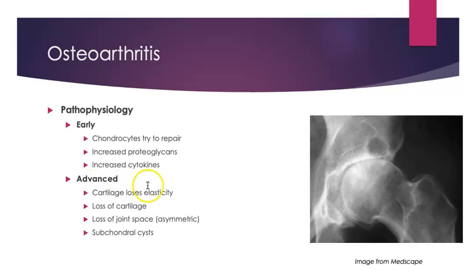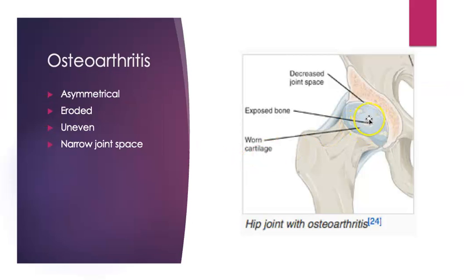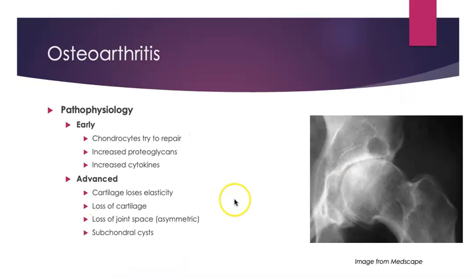Now, as the condition progresses and it's more advanced, this is where the cartilage starts to lose its elasticity, and we actually start losing the cartilage. If I were to jump back up to this one, we start getting these clefts or erosions within the cartilage. It might start showing some exposed bone under the cartilage, and this is where we get this asymmetric joint space loss.